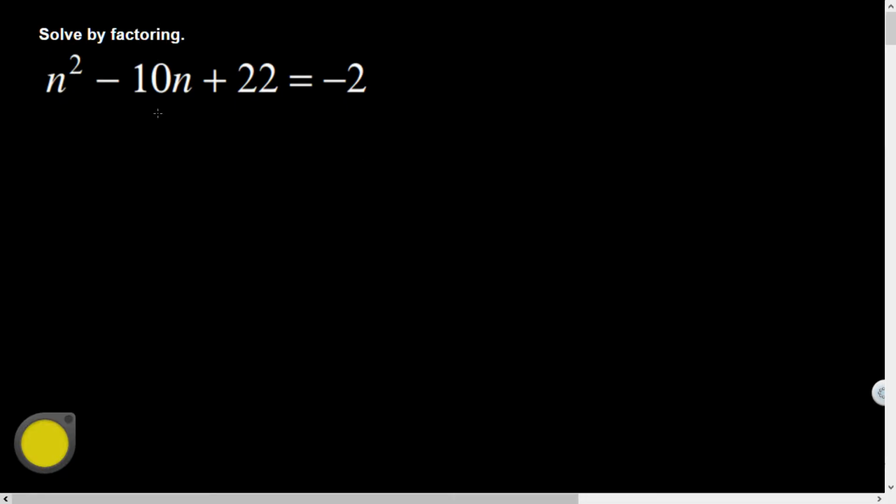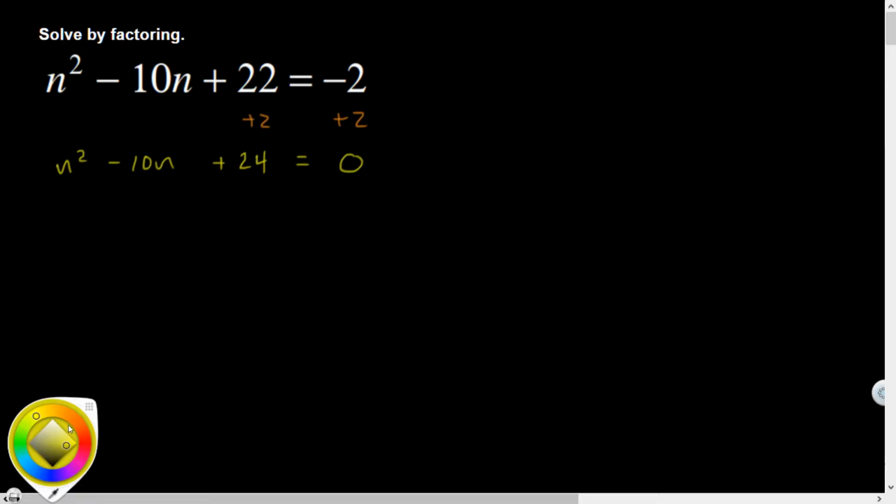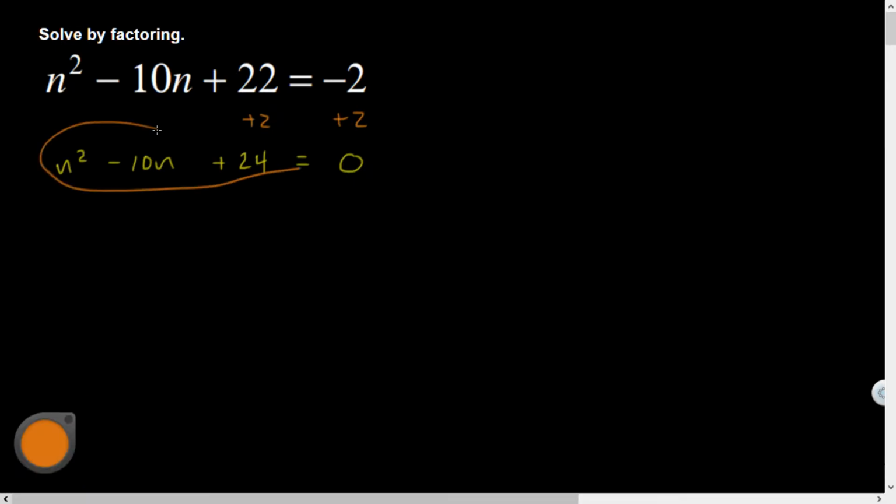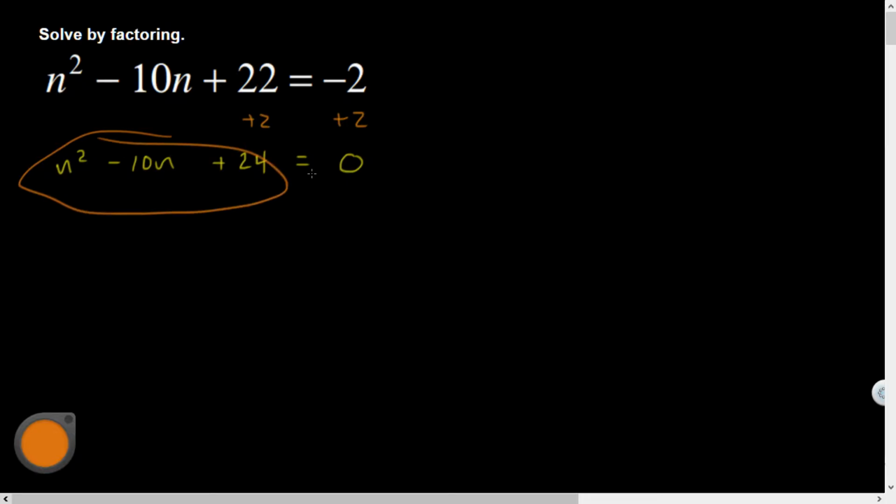Here we go. So n squared minus 10n plus 22 equals negative 2. If I want to solve this, notice I even gave us a little clue saying use factoring. The first thing I've got to do is set this equal to 0, because the only way we knew how to do these was using the zero product property. So n squared minus 10n plus 24 equals 0. And now I'm going to factor the left-hand side here.